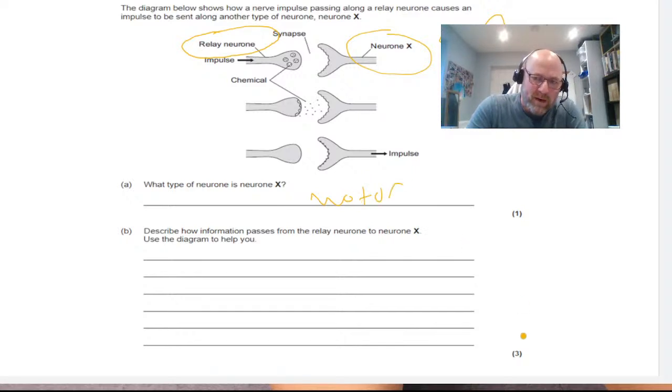Now, 3 marks about the synapse. Normally the synapse, they just say, what is a synapse? 1 mark. And you say, gap between 2 neurons. Brilliant. Or they say, how is the message carried across the synapse? 1 mark. So here it says, how does the message pass from the relay to neuron X? 3 marks. So what we're going to say here, we want 3 key words about how the message goes across the synapse. Can you come up with 3 key words for how the message goes across the synapse?